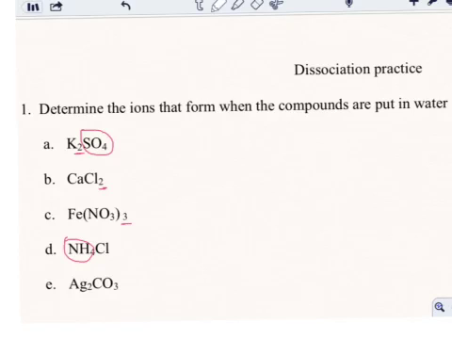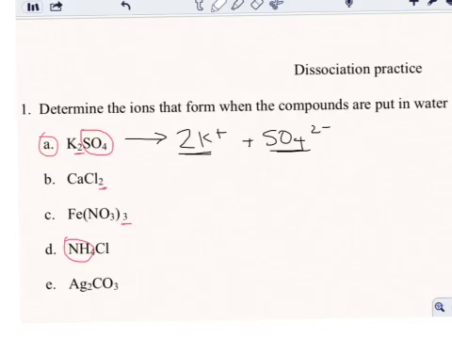What we can see in A, in our first compound here, is that this potassium sulfate, when it dissociates, breaks up into 2 potassium ions and 1 sulfate ion. So when setting up an ice table, at equilibrium, we would have twice as much of our potassium ion as we do of our sulfate ion.